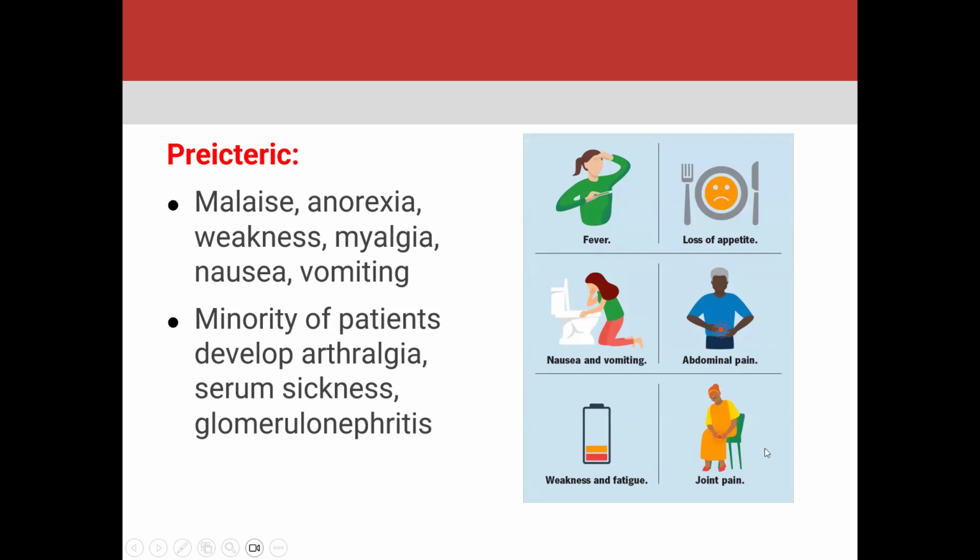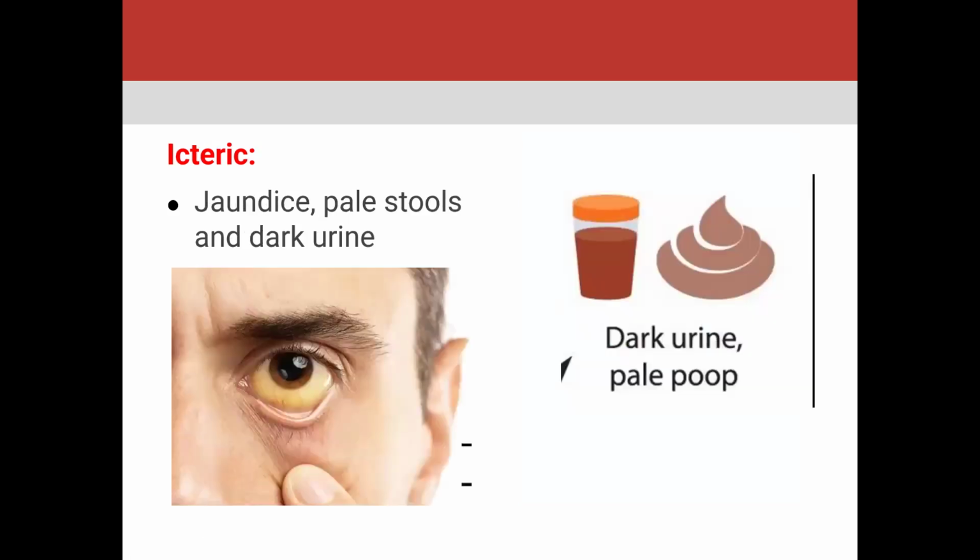In a minority of patients, they develop arthralgia, which means pain in the joints, serum sickness, and glomerulonephritis. This is serum sickness and glomerulonephritis. They are because of immune complexes, which means it is a type 3 hypersensitivity reaction. So they develop as complications.